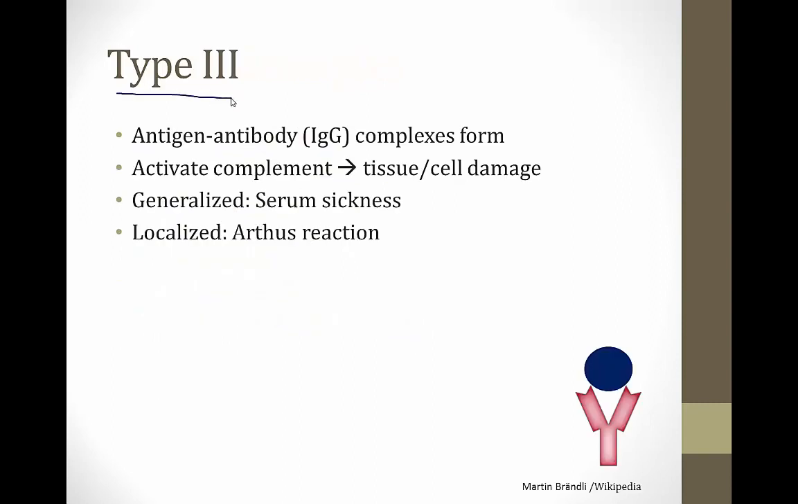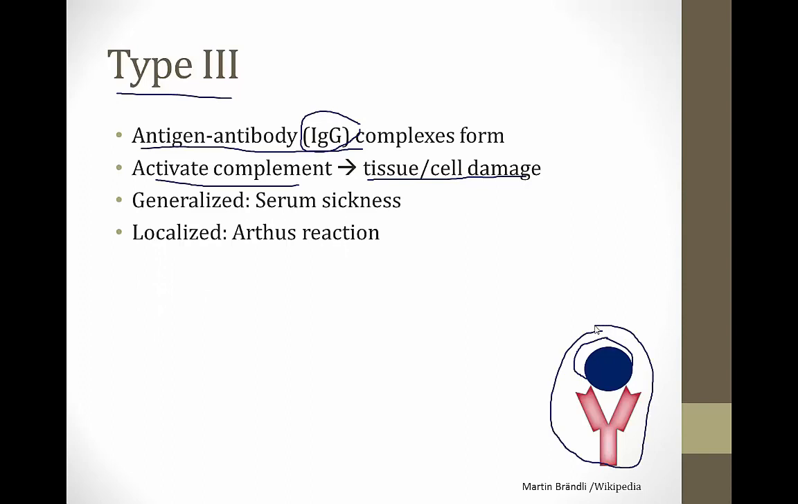Type 3 hypersensitivity disorders occur when antigen and antibody complexes form, usually with IgG. These complexes then activate complement, and this leads to tissue and cell damage. What's different between type 2 and type 3 is that in type 2, the antibodies directly attack tissues or cells. In type 3, they bind to small antigens, and then they deposit in the tissues as a complex of an antigen and antibody together, and that leads to disease.